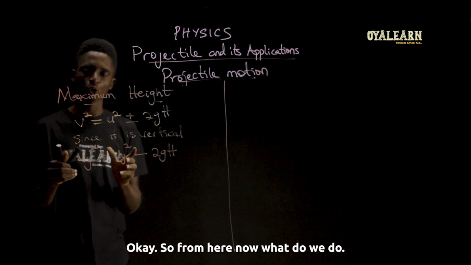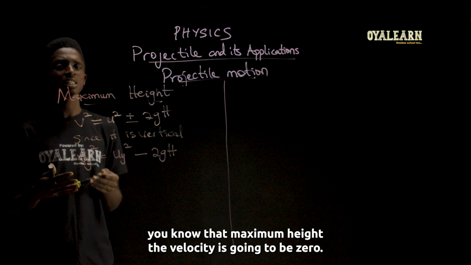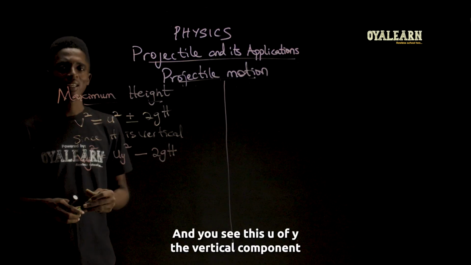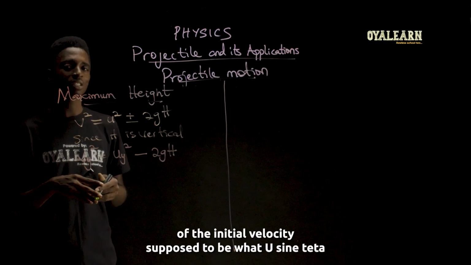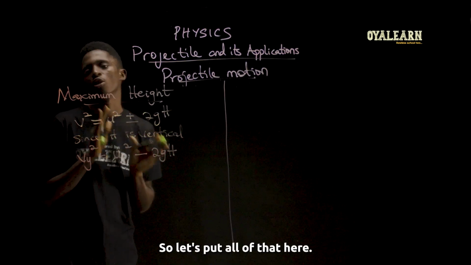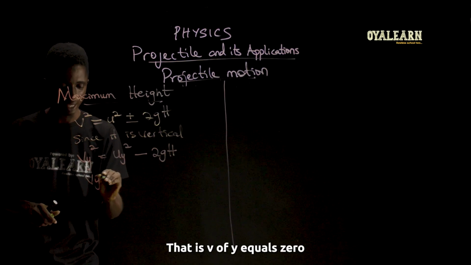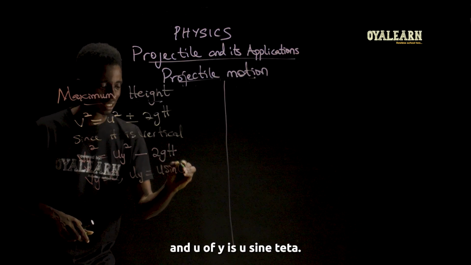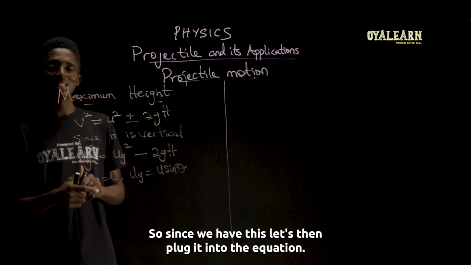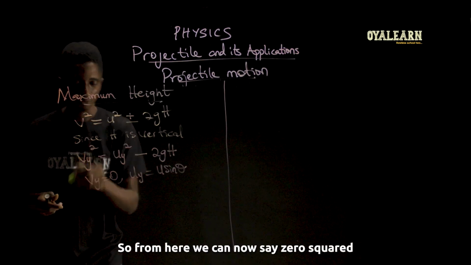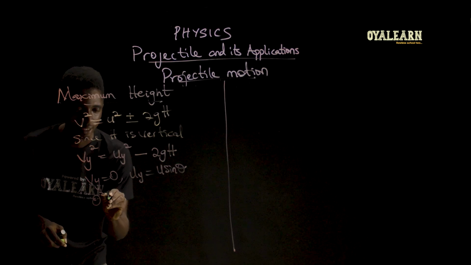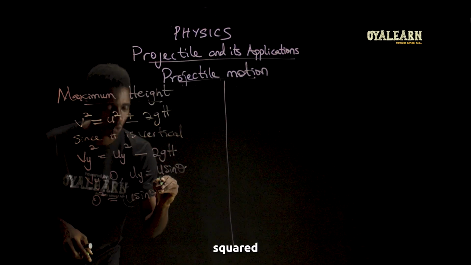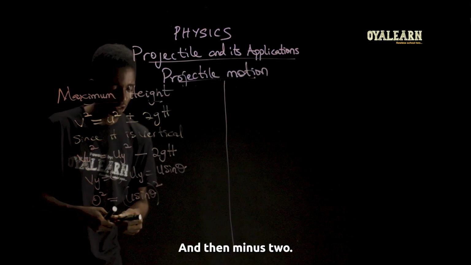From here, we know that at maximum height, the velocity is going to be 0. So V of y is 0. And U of y, the vertical component of the initial velocity, is U sine theta. So let's plug all of that into the equation. We can now say 0 squared equals (U sine theta) squared, and then minus 2GH.